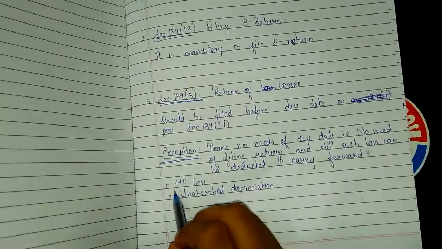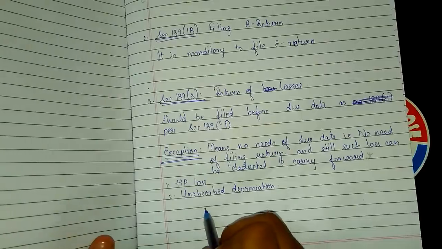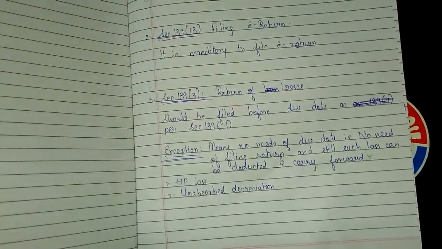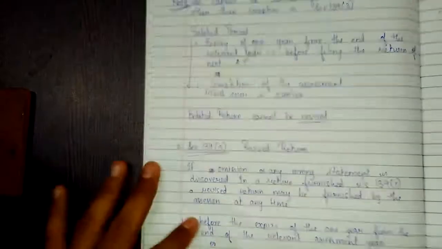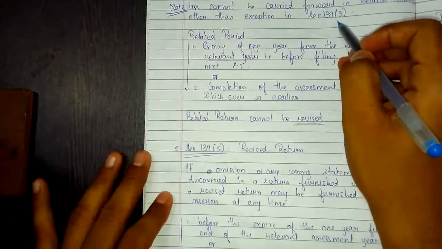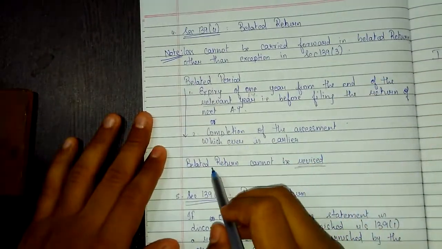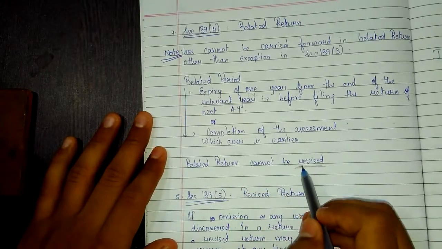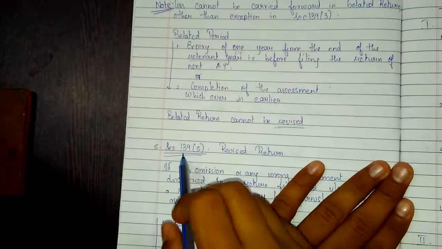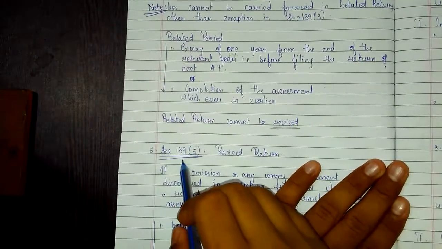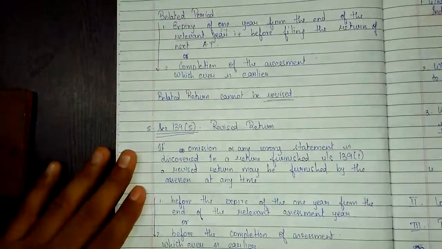I hope that is clear to you all, which are the two losses: house property losses and unabsorbed depreciation are the two losses which are allowed as exception in section 139 subsection 3, and belated return cannot be revised. That's it. We'll see belated revised section under section 139 subsection 5.